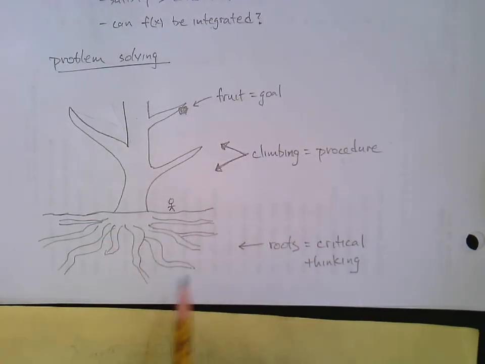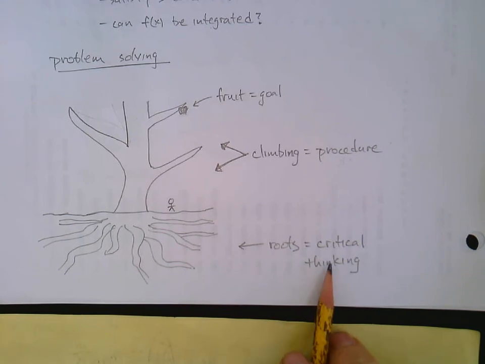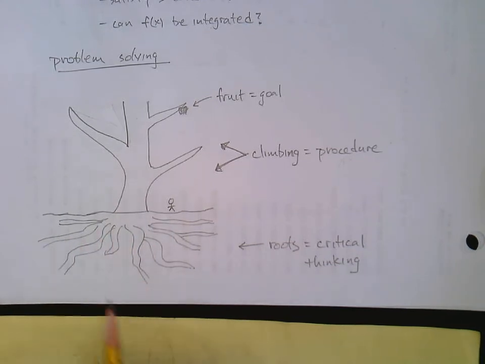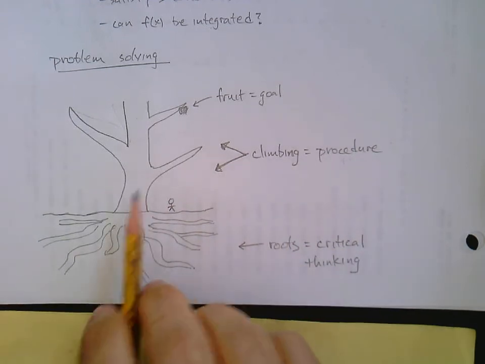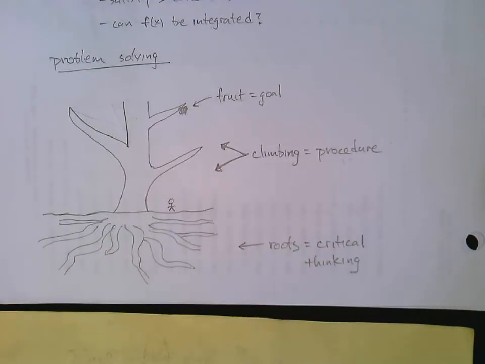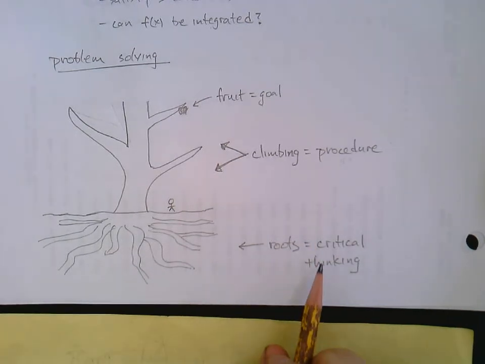Okay, so the tree has roots. The roots are the critical thinking. What's going on beneath the surface that is happening internally, right? Procedure is external. I know how to go through these steps. Critical thinking happens internally. You don't usually write your critical thinking, right? So the critical thinking, in our context here, is being able to identify which test makes sense and applies to which problem.